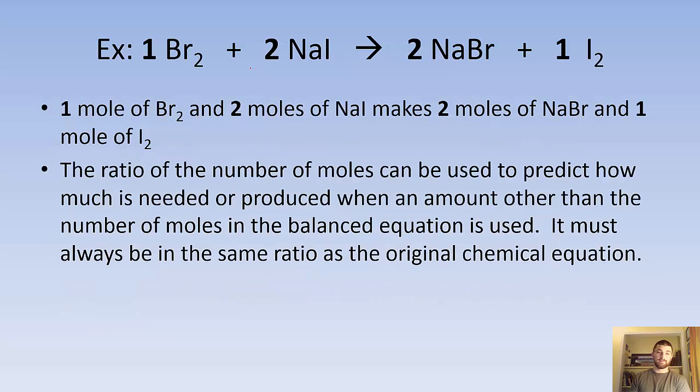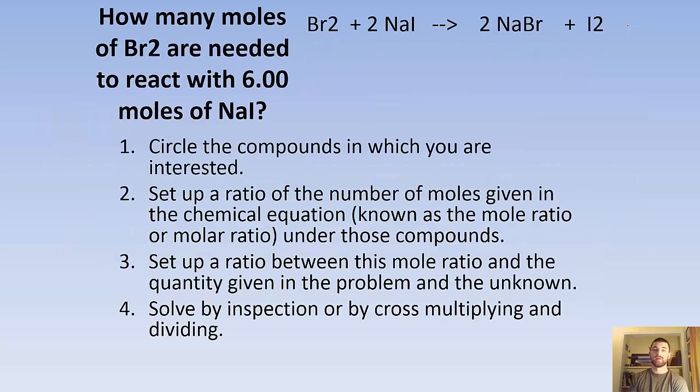So here's an example. I have a balanced chemical equation for this reaction. It says 1 mole of Br2 plus 2 moles of NaI will give me 2 moles of NaBr and 1 mole of I2. So the ratio is these coefficients, and it's telling us how many moles of each we need. If I have 1 mole of Br2 and 2 moles of NaI, I can make 2 moles of NaBr and 1 mole of I2. It's always that same ratio once we got the balanced equation.